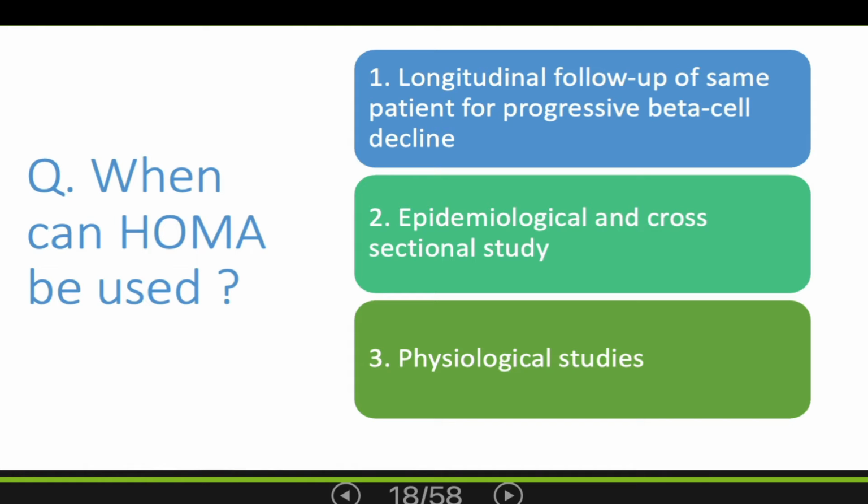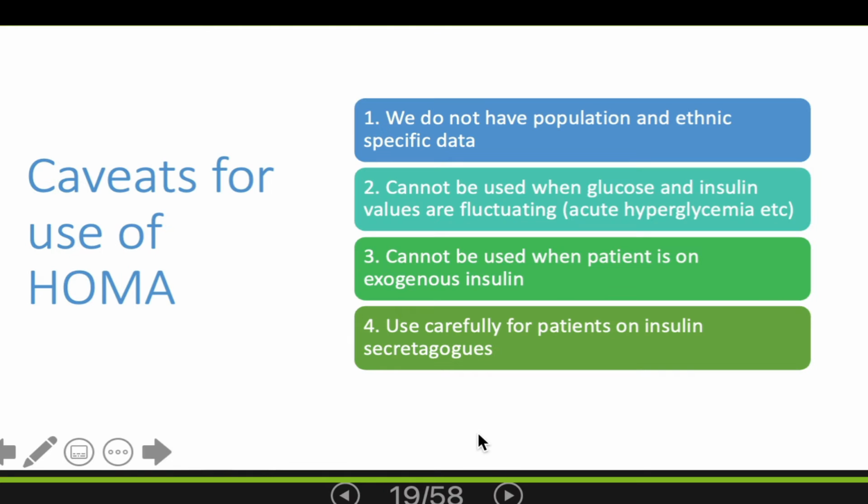So if you do see the progressive decline of a patient's beta cell, you can use this. You can very well use this in epidemiological and cross-sectional studies, and of course you can use it in certain physiological situations. Like for example, if I want to see what is the insulin resistance in pubertal children versus a prepubertal child, something like that, you can use it in physiological situations.